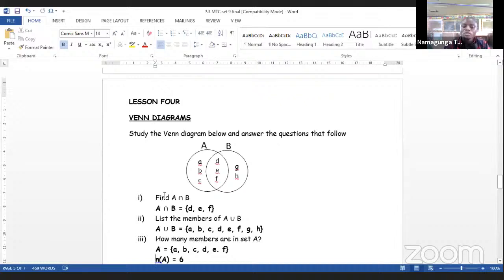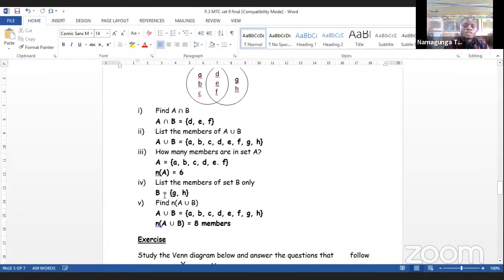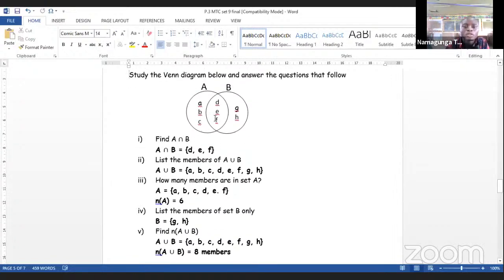So here our first question, they are telling us to find A intersection B. I told you intersection means members who belong to all the two sets. Members who belong in all the two sets. So we have these ones here, D, E, and F.